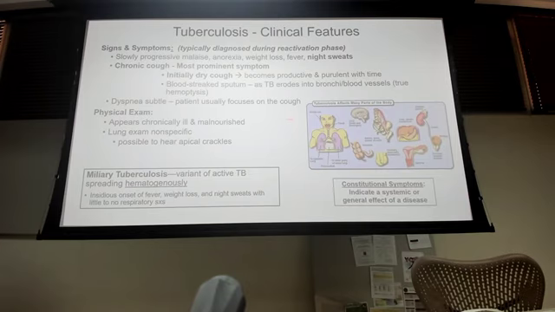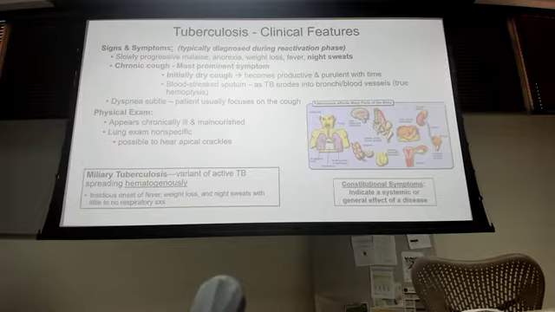If they're in this active phase, most likely they're going to be chronically ill, malnourished. Their metabolism is very high, trying to just stay alive. They're coughing a lot, so they're going to be thin. Wasted looking disorder. Lung exam, non-specific.